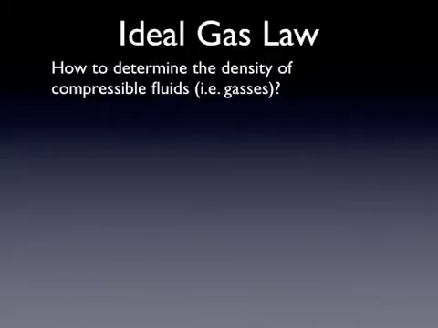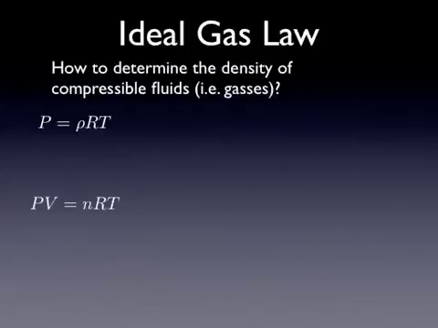With gases, the density varies quite a bit depending on conditions, and you wouldn't want to look them up on a table. You'd want to use the ideal gas law to figure out what their density is. And it's stated like this: pressure equals the density times R times temperature.